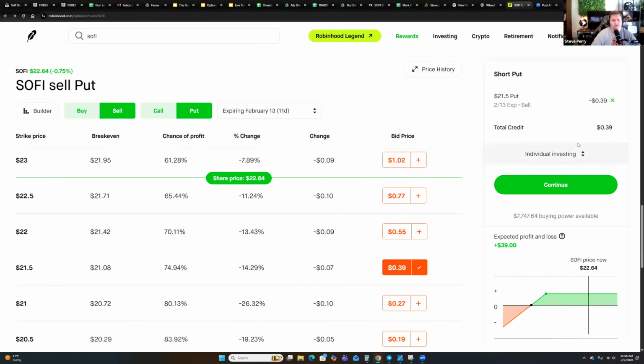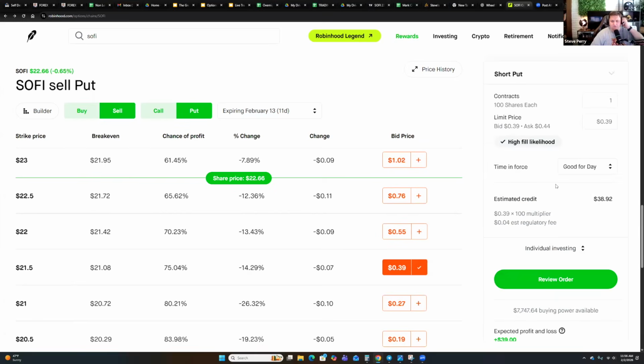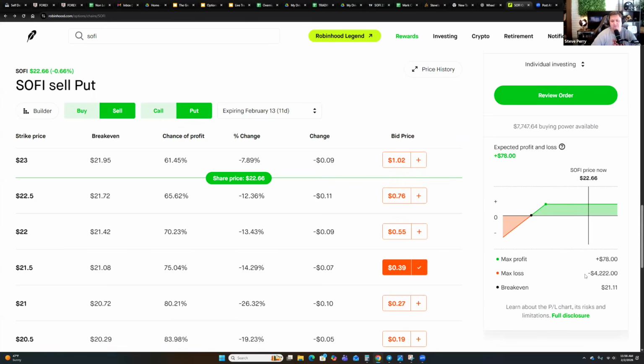You'll see my cart right here. I've got 39 cents that I can make per share. We'll go ahead and click continue. I'm going to do two contracts. If you look at this here, you'll see I have to lock up $4,200 for 11 days. When I do the wheel strategy, I like to do about 10 to 12 trades at a time, and I usually lock up about $4,000 to $6,000 per trade.